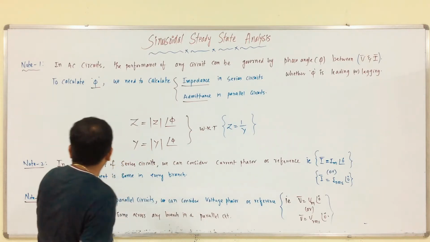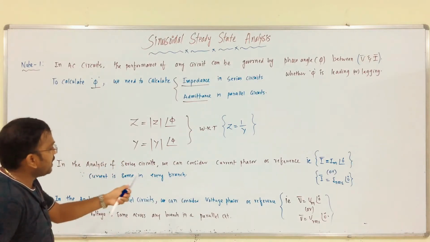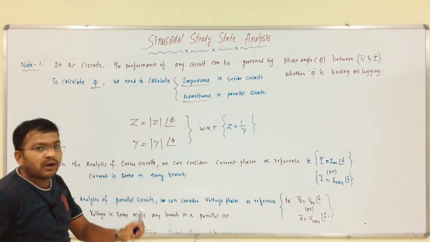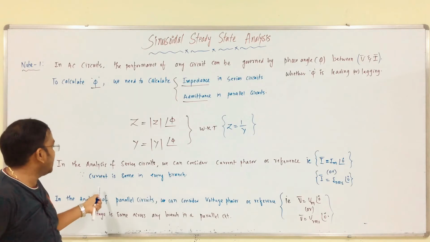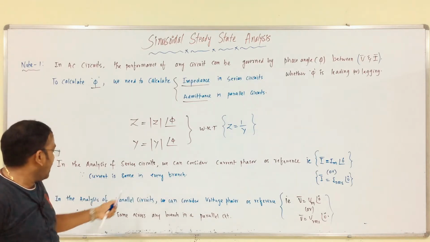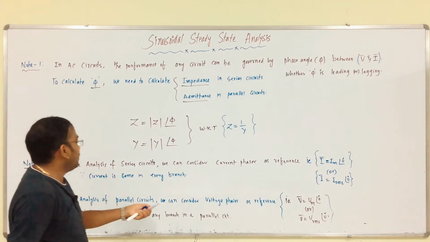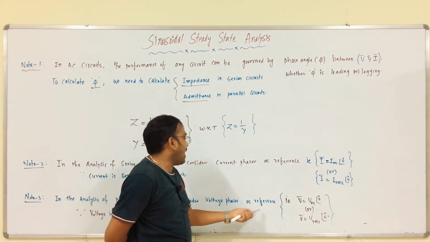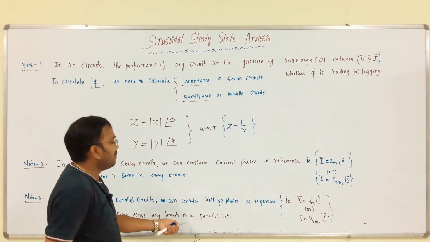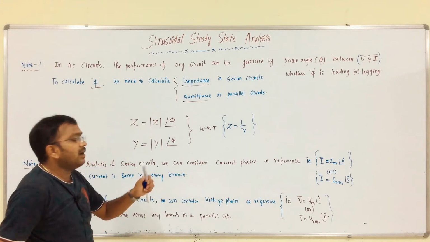Clear? Then, in the analysis of series circuits, we can consider current phasor as reference, that is Im at an angle 0 or Irms at an angle 0. What is the reason behind that? So, current is same in every branch, that is the main reason. Like that, in the analysis of parallel circuits, we can consider voltage phasor as reference. Voltage is same across any branch in a parallel circuit. These two are the reasons for that.